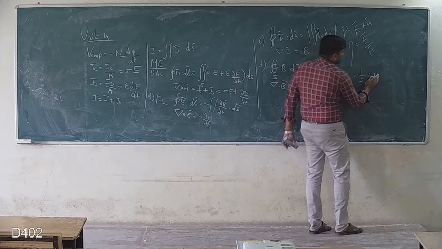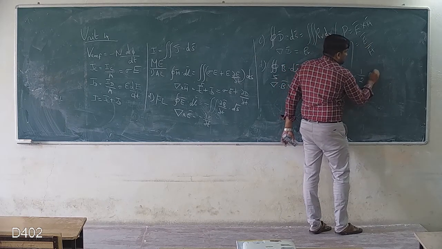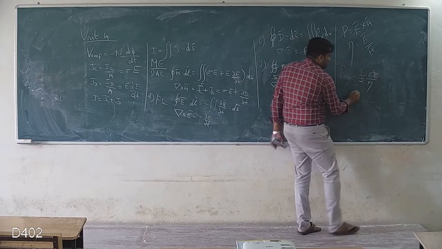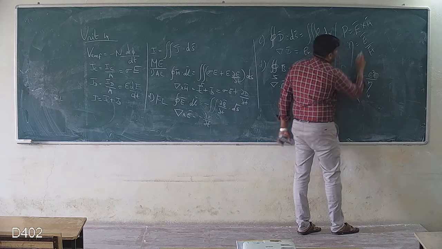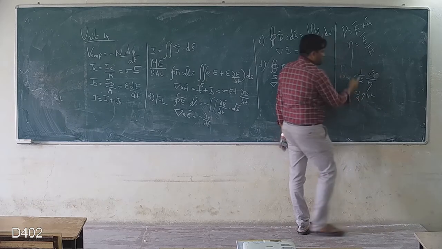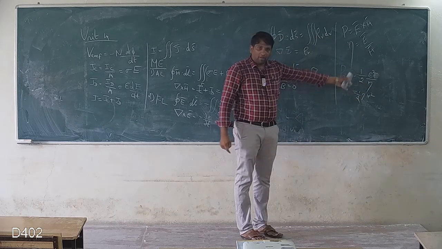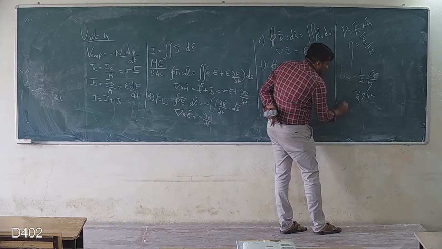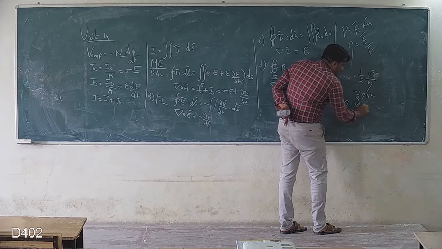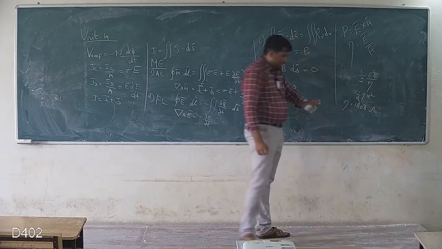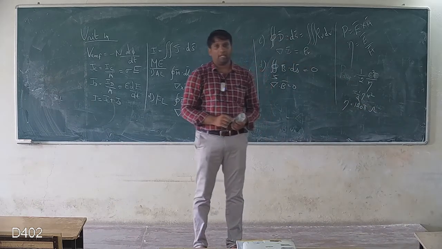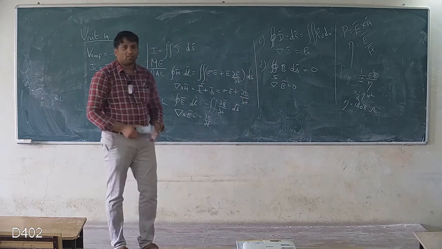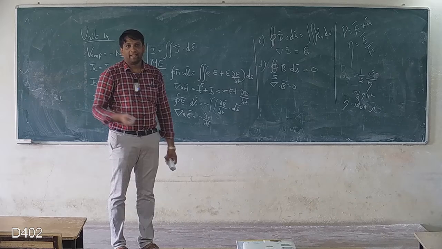Sometimes, P average can be written as half E square by eta, or sometimes half E into H, where E can be written as eta H, so half eta H square. These are the two sets of formulas available in order to solve the power problems. And eta is nothing but intrinsic impedance, which is 120 pi ohms, about 377 ohms. So with the help of this set of formulas, we will solve another 15 problems in the next class. So thank you.